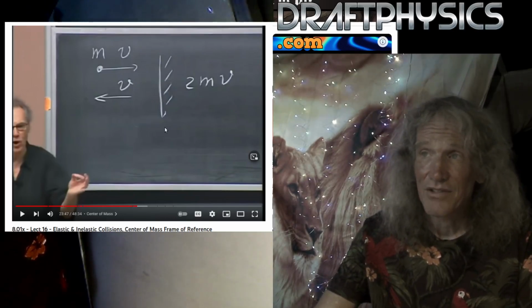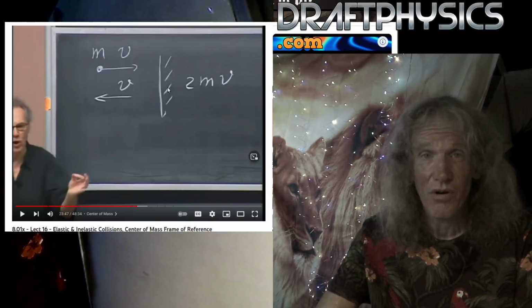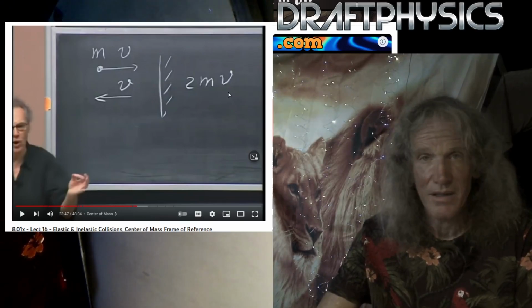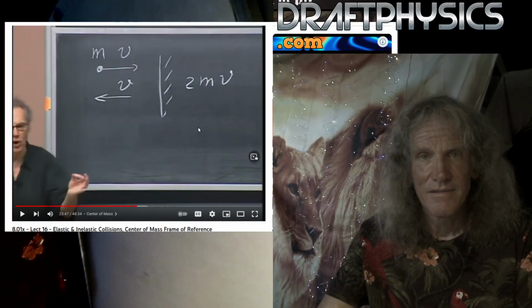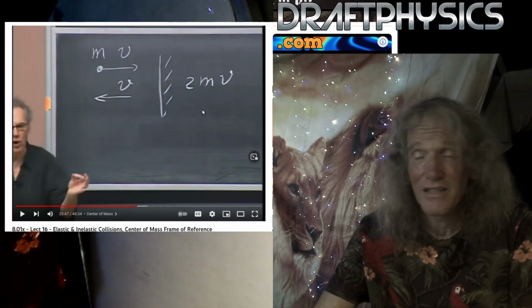And even if it's attached to the planet, where do I have any real evidence that the planet ever even knew the wall got hit, let alone that the planet's moving with 2mv? There's no reason to think so. If it's not moving, then why am I saying it's moving?